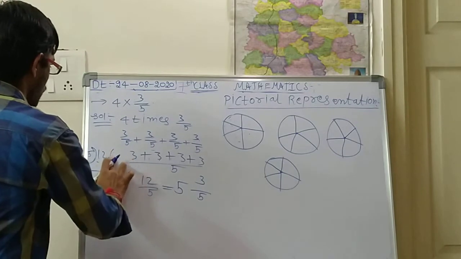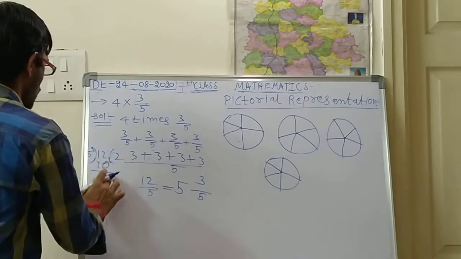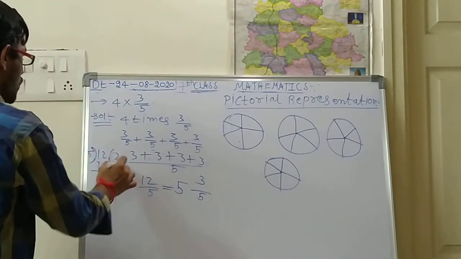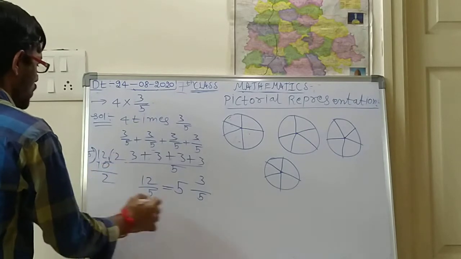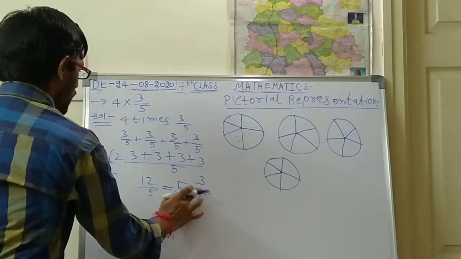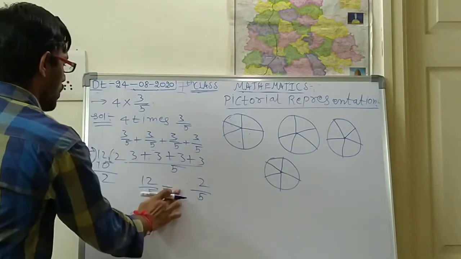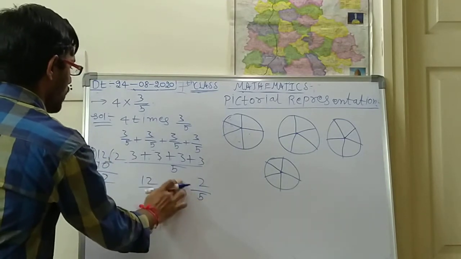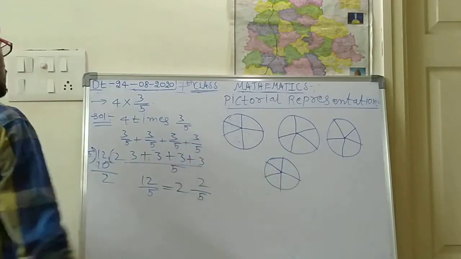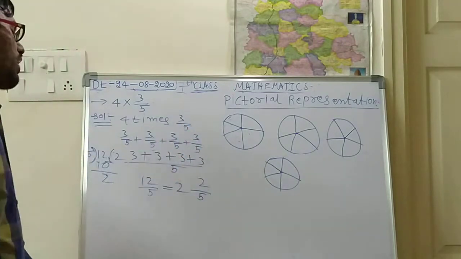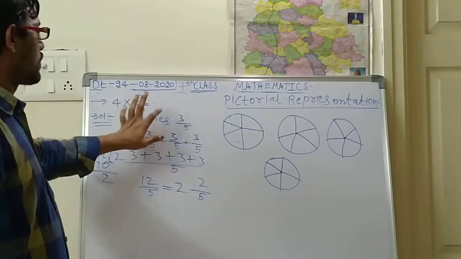So 5 2's are 10. So the remainder is 2. The remainder should be at the numerator and the quotient should be written as a whole number. So it is 1 and 2 by 5. So 4 times 3 by 5.